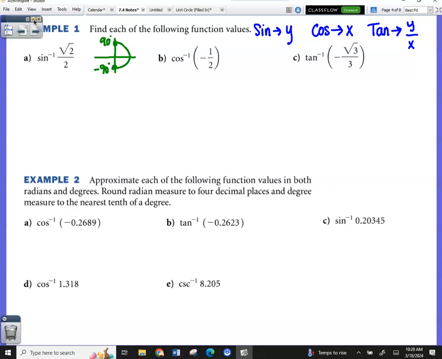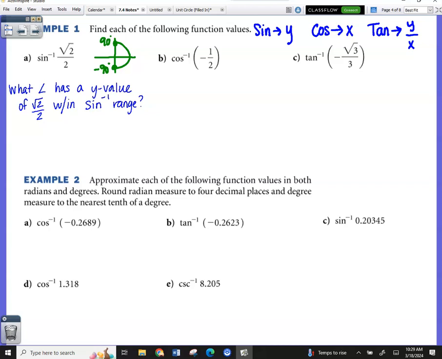Now we're going to take notes right here. You won't have to write this again if you don't want to, but I will write it in case you want very thorough notes. What angle has a y value of root 2 over 2 within the sine inverse range? This is the question you would ask yourself as you're doing this problem.